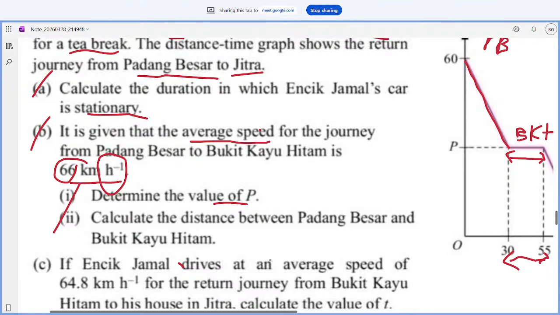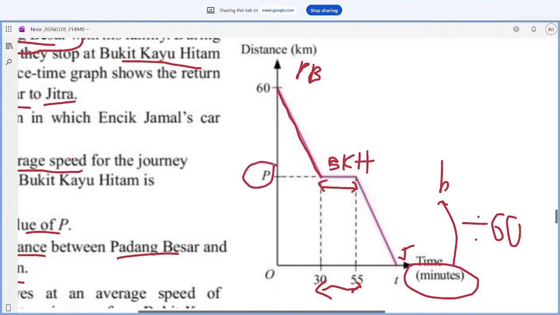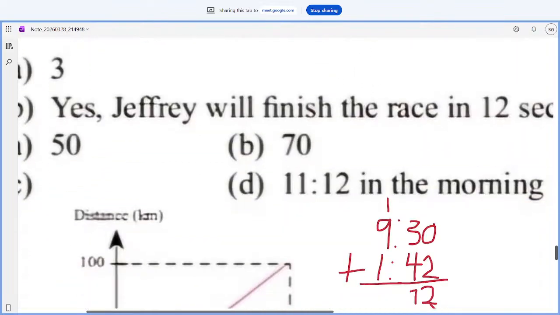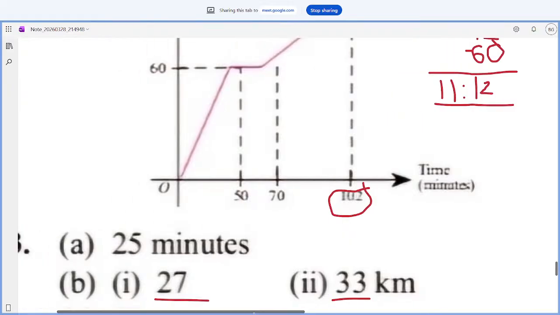Okay, so next one. They ask you guys to count the distance between Padang Besar and Bukit Kayu Hitam. Kamu kena cari jarak. Okay, so guys, how to find the distance? You guys know the P already, right? Okay, the P is 27, right? So guys, can you tell me what is the distance now? Apa jarak dia? Simple. Final answer? Padang Besar to Bukit Kayu Hitam. Yeah, basically minus lah. 60 minus 27. So jawapan is 33. Okay, 33 km is the distance. Jarak. Alright. Okay, next one.